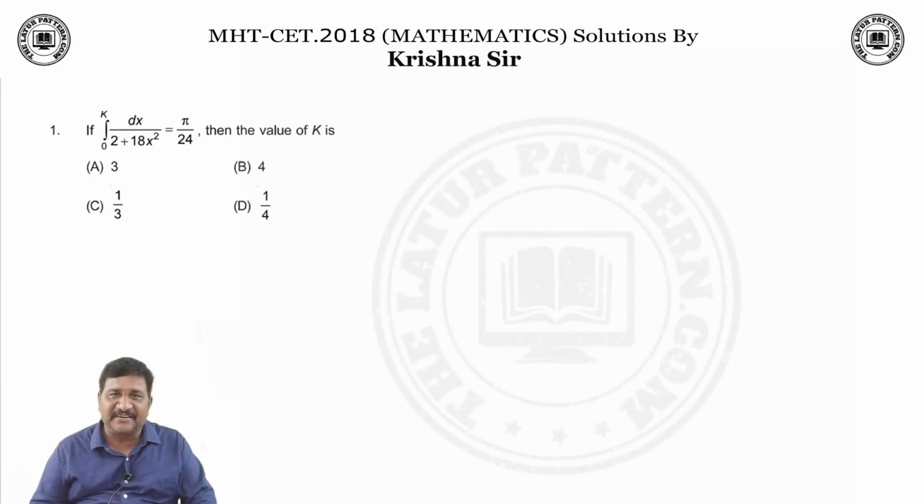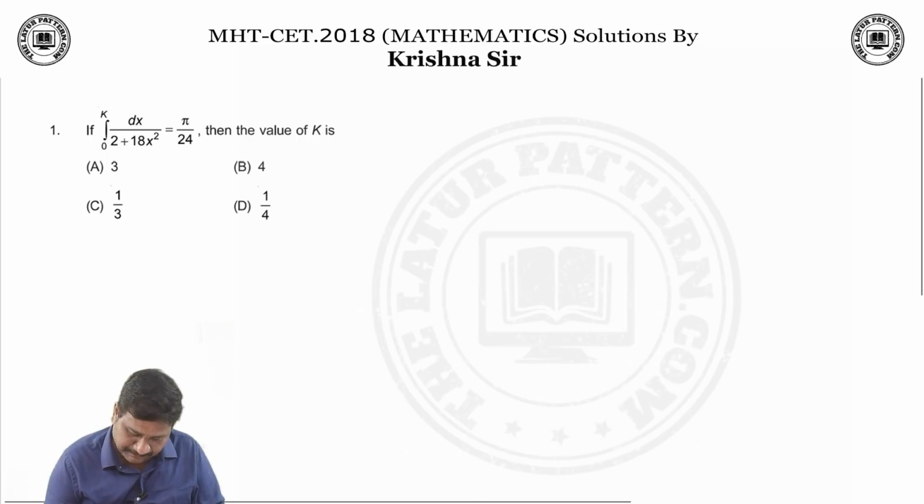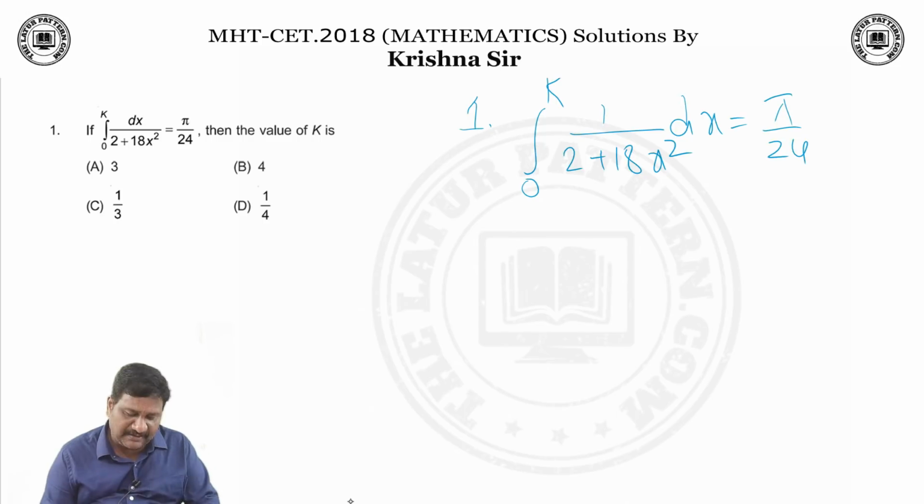Solutions of MHT-CET 2018. Question number 1. Given the problem: the integral from 0 to k of 1 upon (2 plus 18x squared) dx is equal to pi upon 24. Then we want to find the value of k.